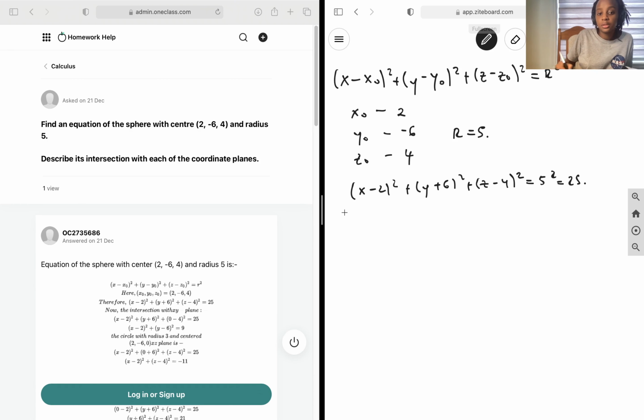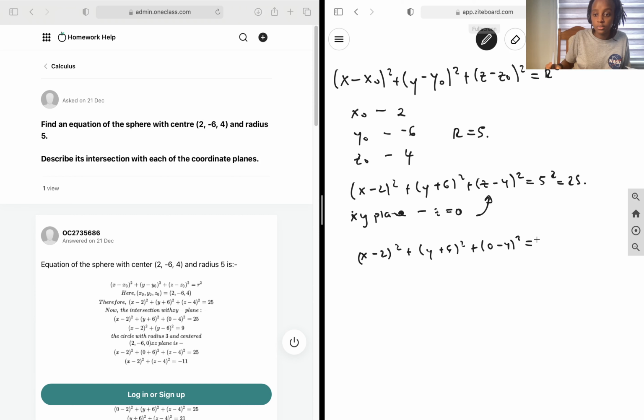Okay, and next we're going to describe its intersection with each of the coordinate planes. And so let's think of our xy plane first. And in our xy plane, z is equal to 0. So we're just going to plug that right back in here. And we get x minus 2 squared plus y plus 6 squared plus 0 minus 4 squared is equal to 25.